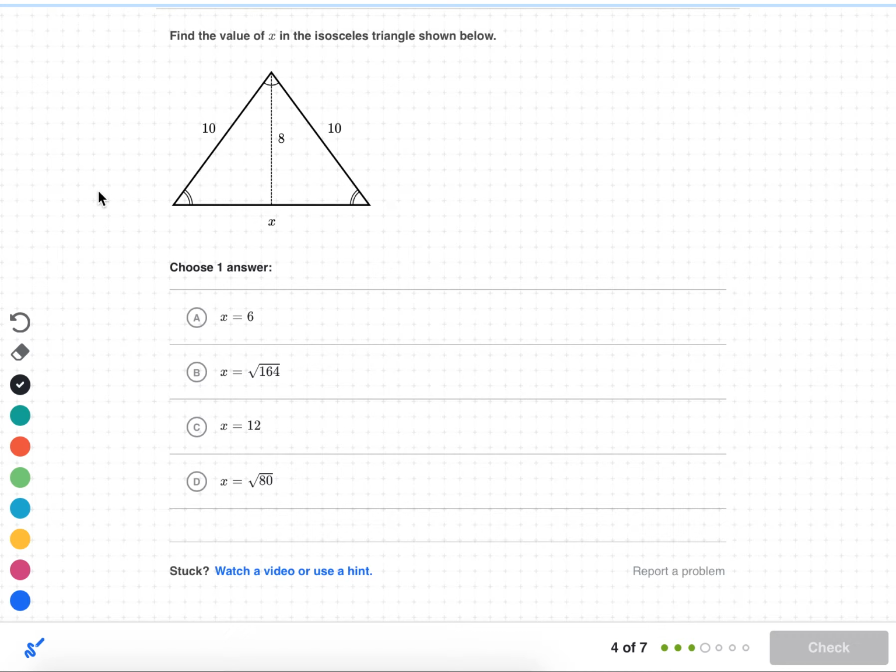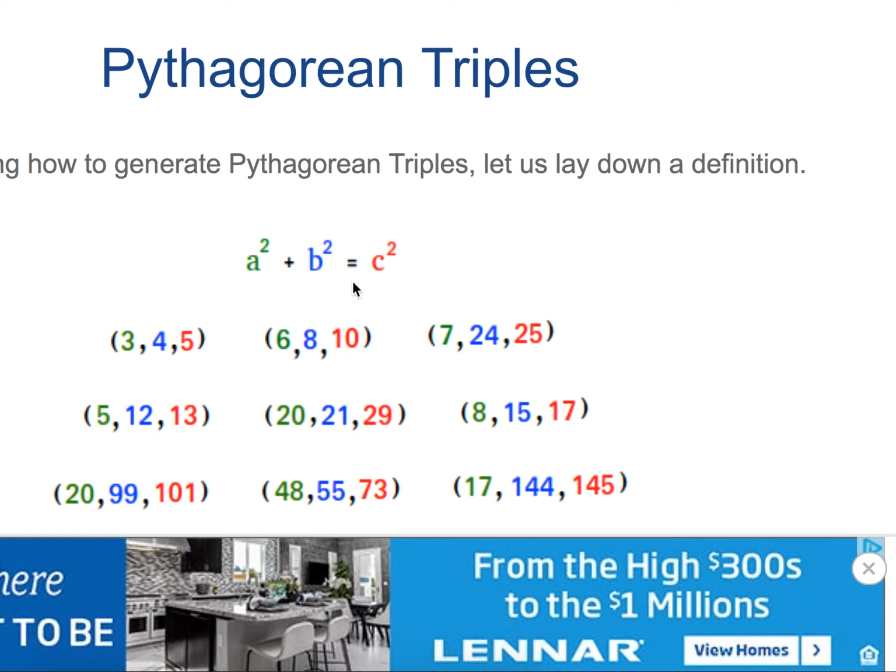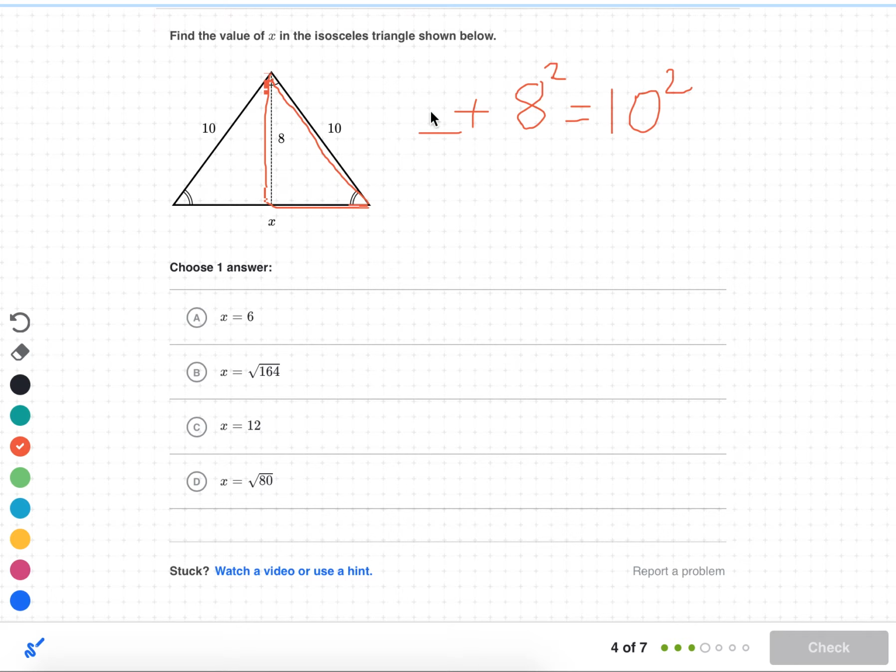Number 4. Here we do have a nice triangle. We have a famous triplet. Something squared plus 8 squared equals 10 squared. Over here in my other tab, I have a picture of Pythagorean triplets. And we can see right here, 6, 8, 10, one of the most famous triplets. So x is not 6. Half of the base is 6. So x is 6 plus 6, which is 12.